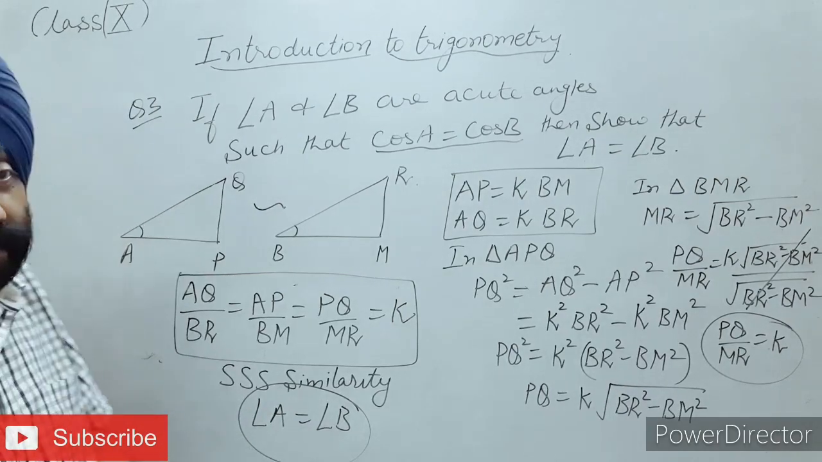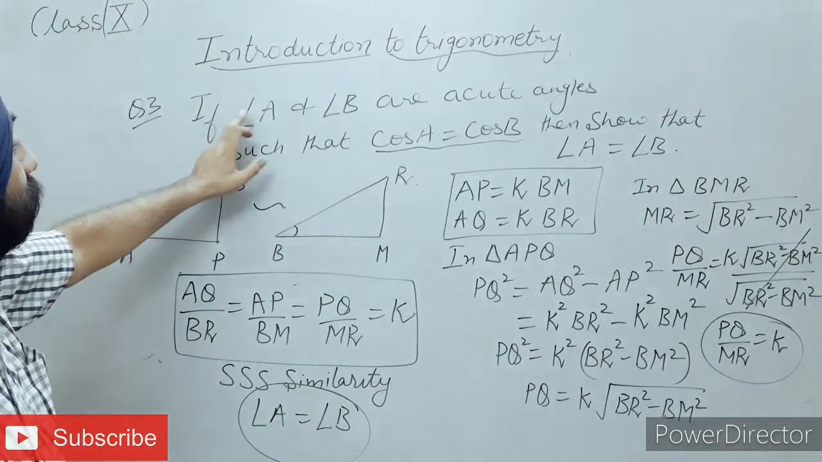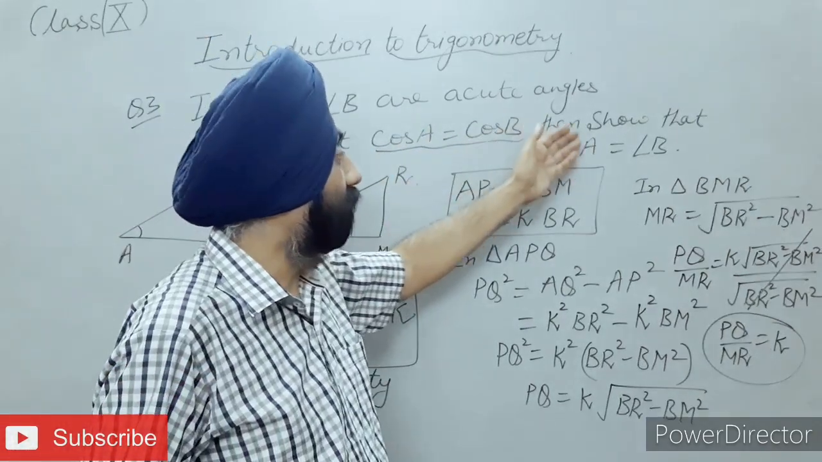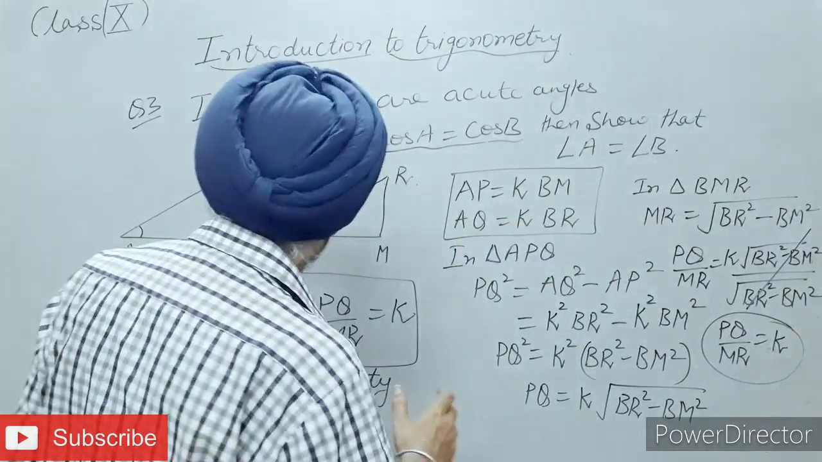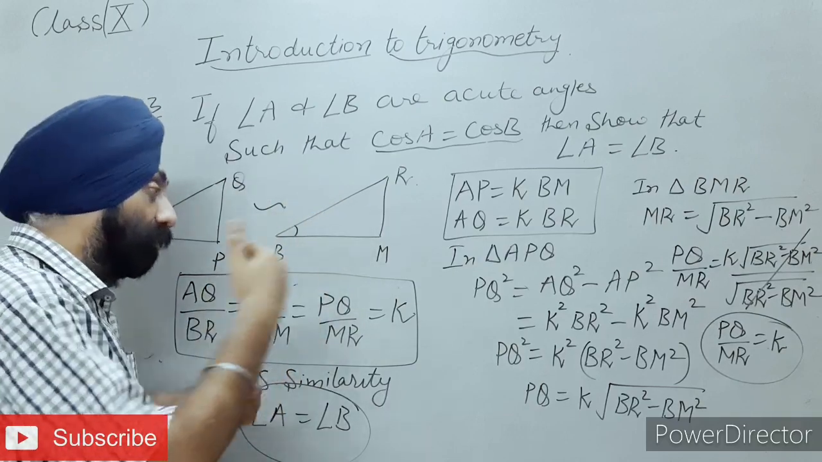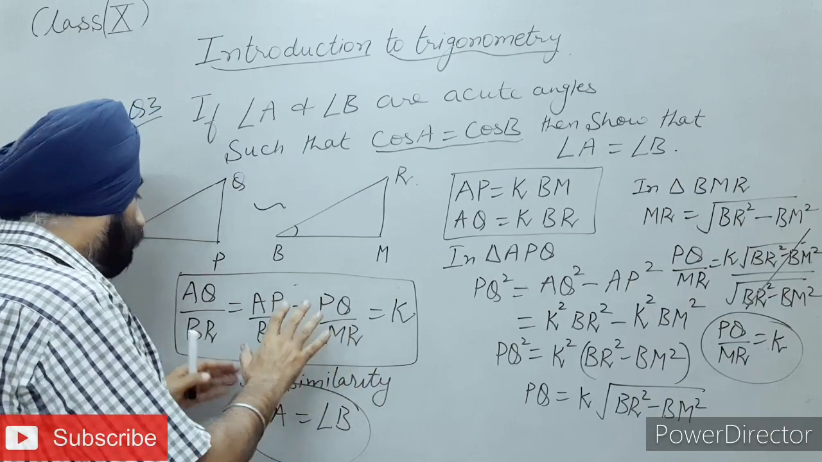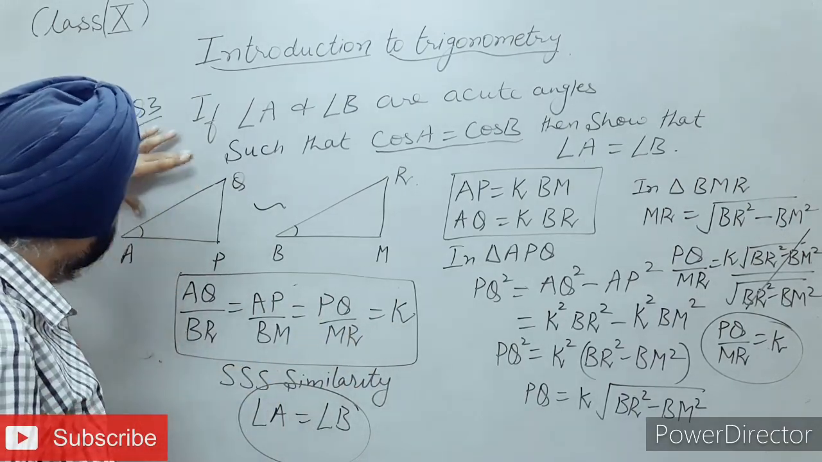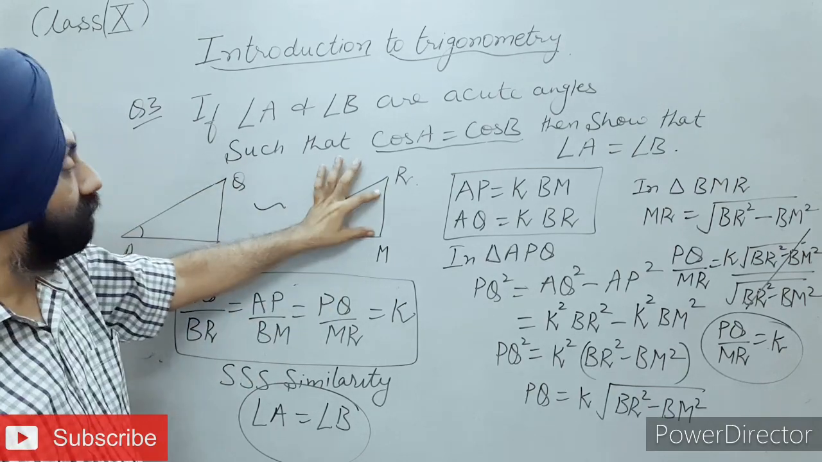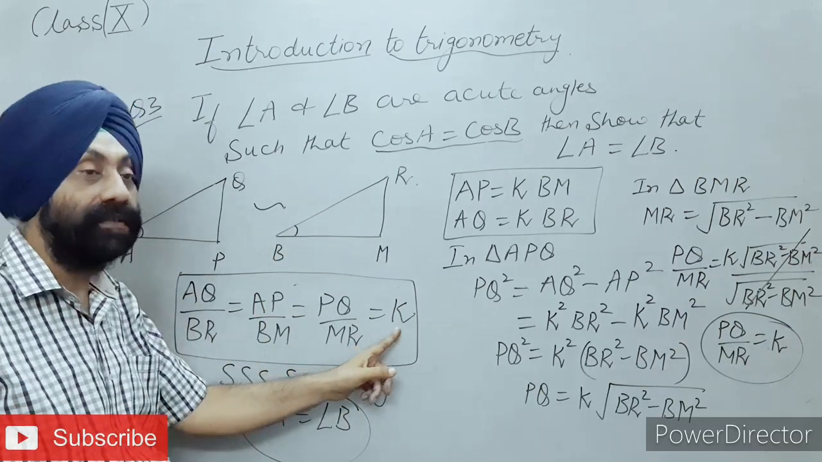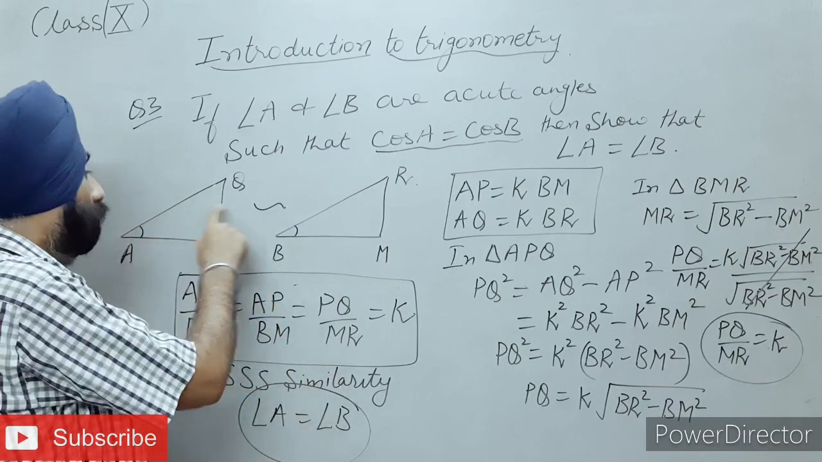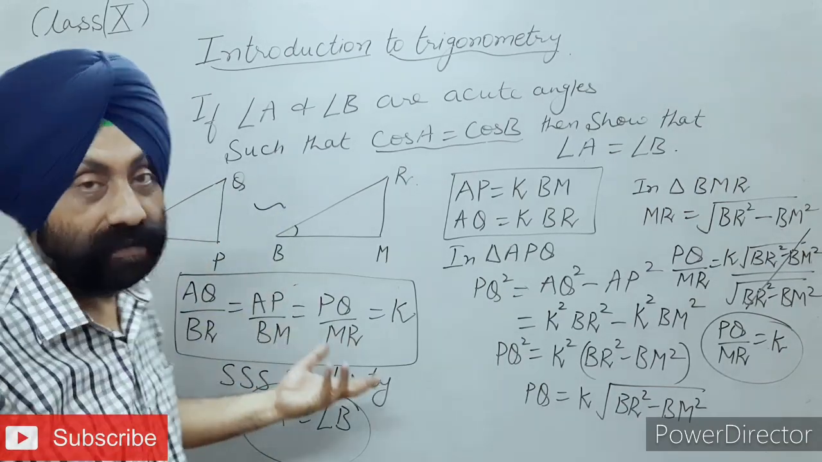This is how we have to prove this concept: if angle A and angle B are acute angles, given was cos A equals cos B, then we had to prove angle A equals angle B. We drew two triangles, we took the ratios of the corresponding sides, and we proved them equal to some real number K. That means the ratio of AQ upon BR is equal to AP upon BM is equal to perpendicular upon perpendicular equals some definite value, that is real number K. All are equal to each other, that is SSS similarity. The two triangles are similar, therefore angle A equals angle B.